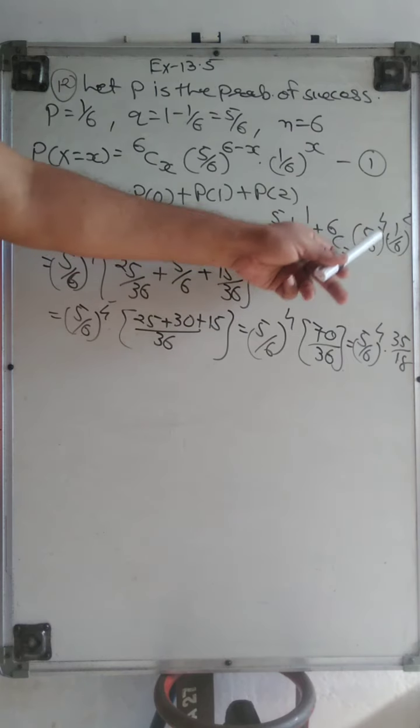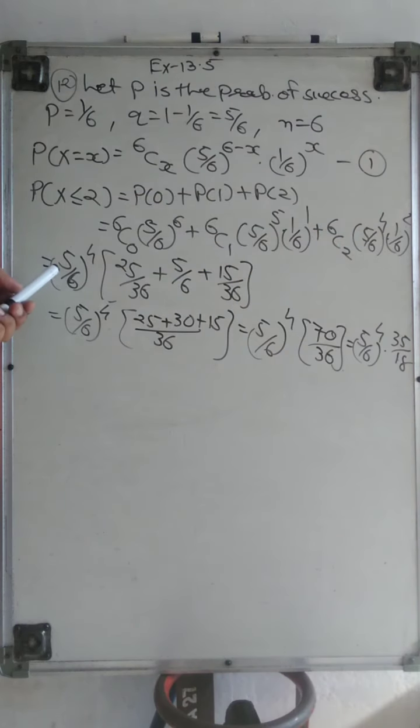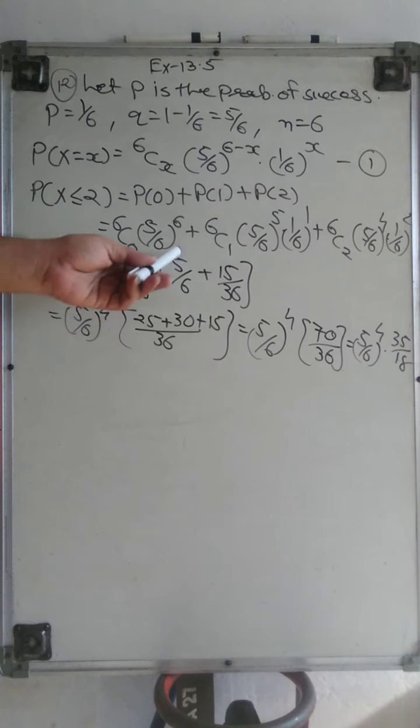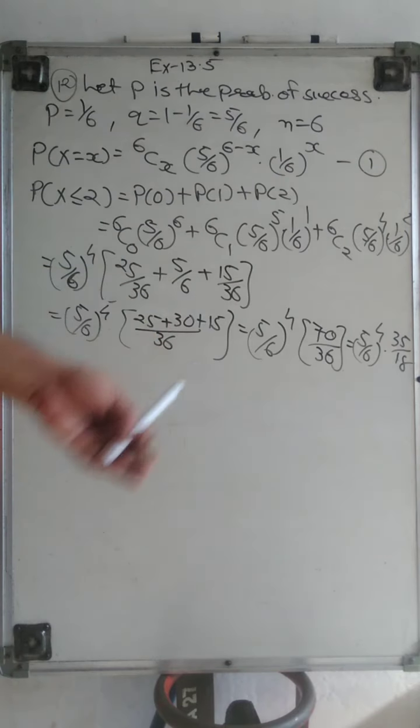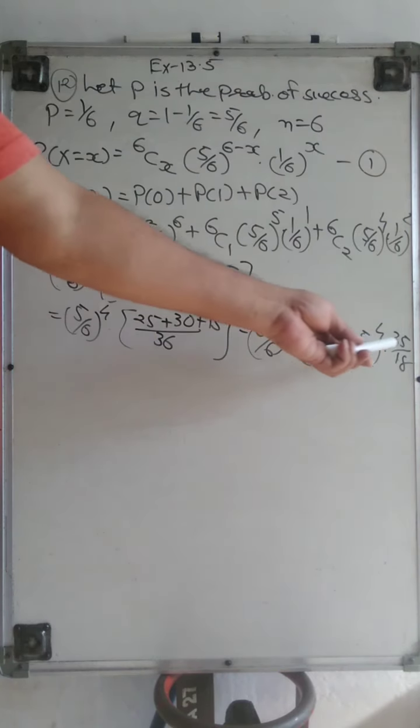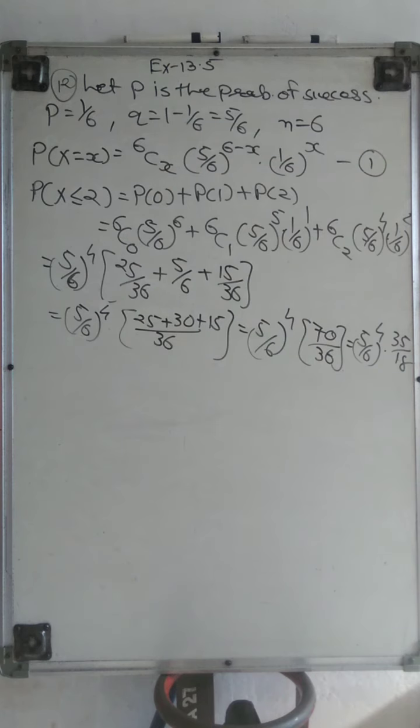Now what we are taking, this (5 by 6) raised to 4 is common. Then we have 25 by 36 plus 5 by 6 plus 15 by 36. Now we simplify, 36 is the LCM. Then our answer is 35 by 18 into (5 by 6) raised to 4. Right? So this way this sum is just like the 11th one. Now we go for the next one.